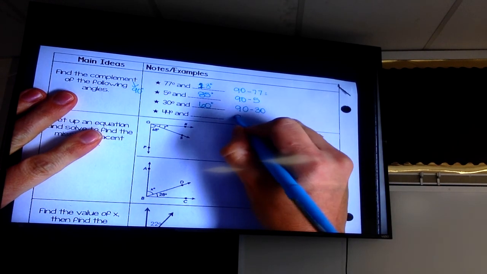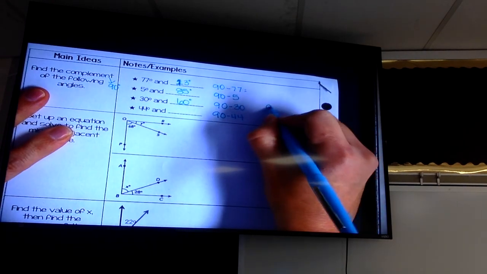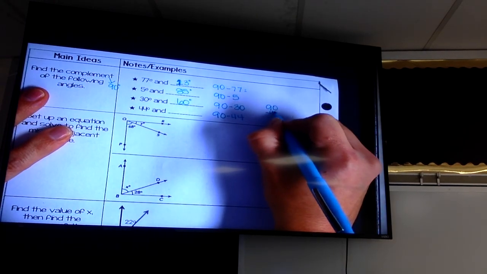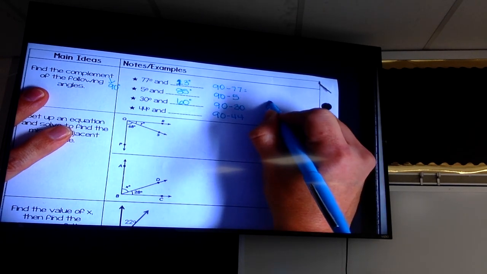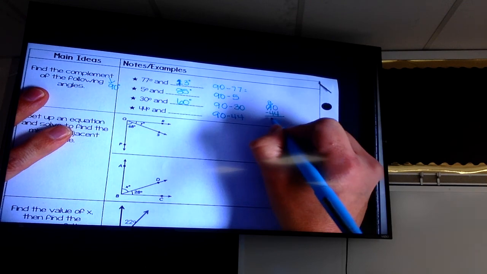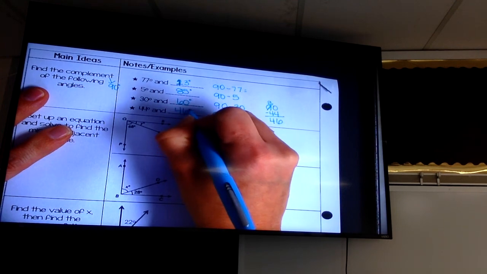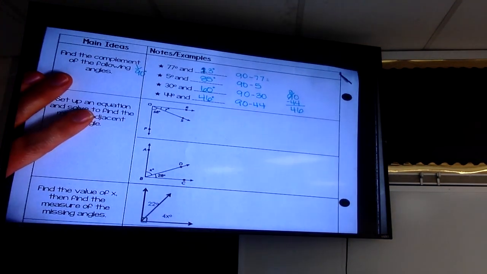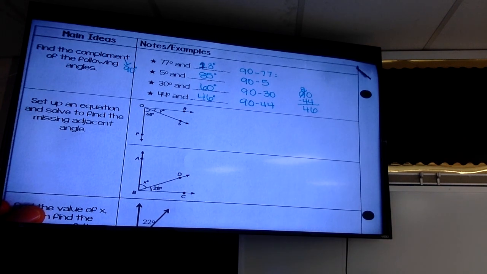Okay, one more time. 90 minus 44. Okay, might be a good idea to write it like this, like I should have the first time. Okay, I'm going to borrow. And then I get 46 degrees. So a 44-degree angle and a 46-degree angle would combine together to form a 90-degree angle. That means they're complementary. So it's been pretty easy so far.